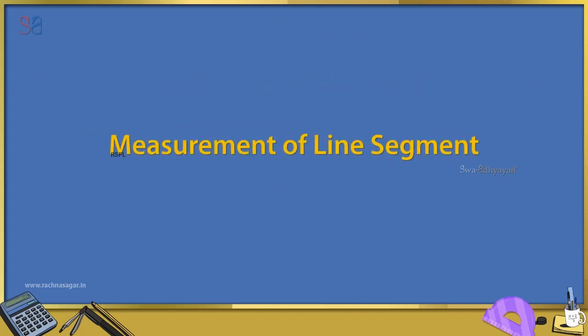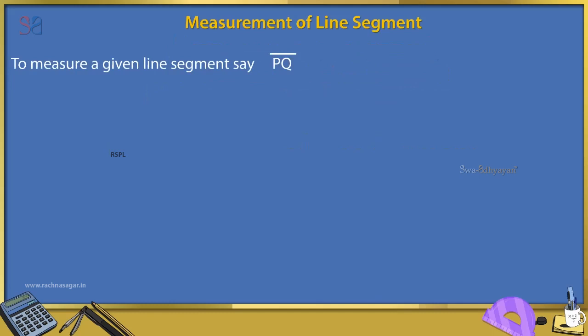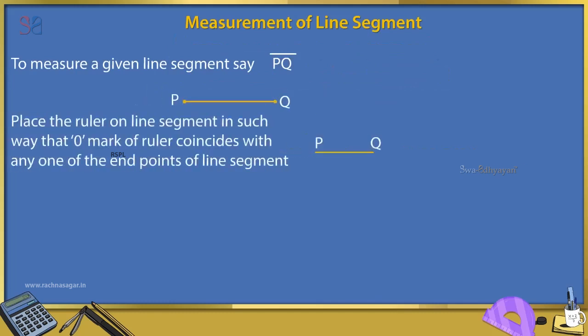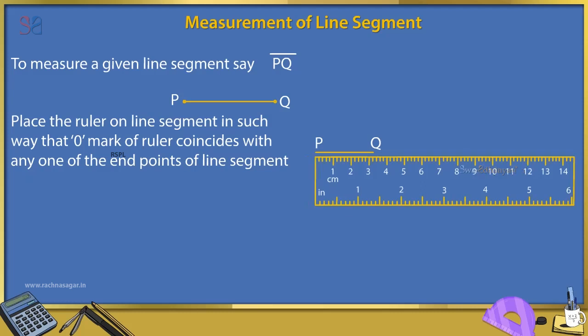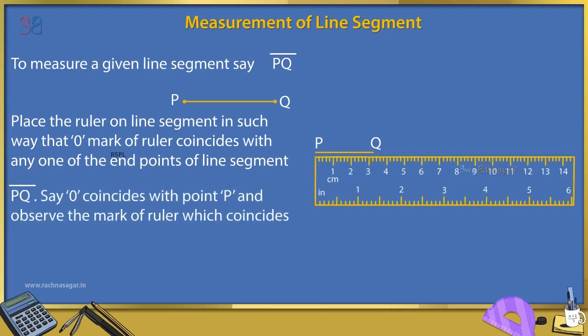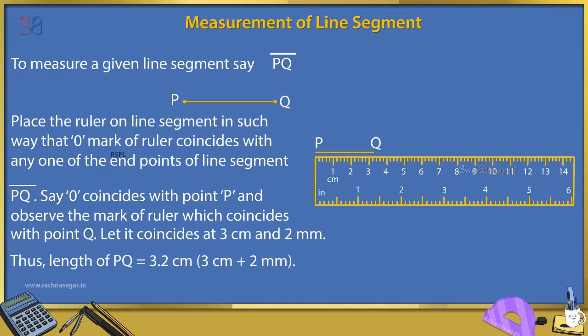Measurement of a line segment. To measure a given line segment, say PQ, place the ruler on the line segment in such a way that the zero mark of the ruler coincides with any one of the end points of line segment PQ. Say 0 coincides with point P, and observe the mark of the ruler which coincides with point Q. Let it coincide at 3 cm and 2 mm. Thus, the length of PQ is equal to 3.2 cm. In the brackets, 3 cm plus 2 mm.